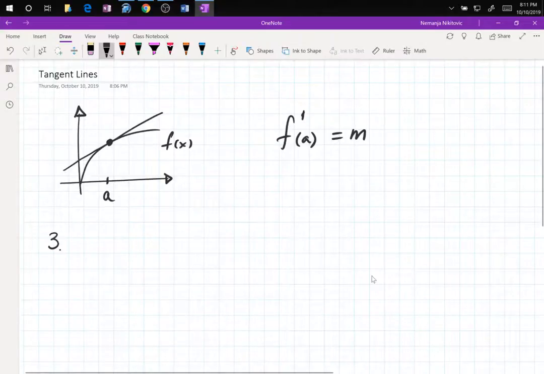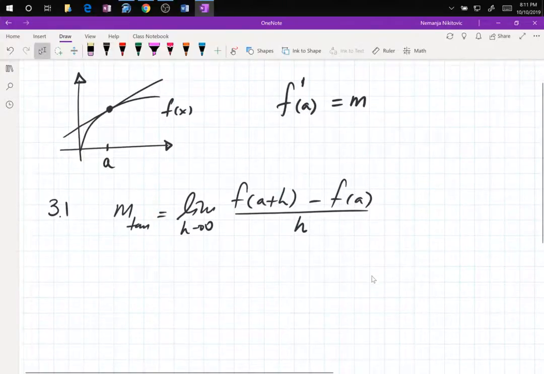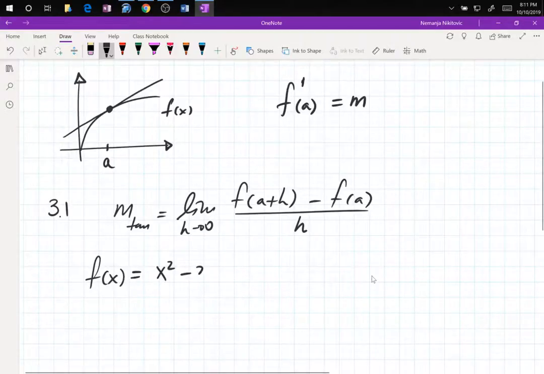But in 3.1, we said that the slope of the tangent line was the limit as h goes to 0 of f of a plus h minus f of a, divided by h. And let's say you had the function f of x to be x squared minus 3, and you want to find the tangent line at x equals, let's say, 2.